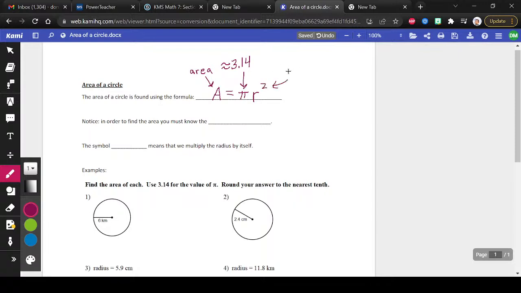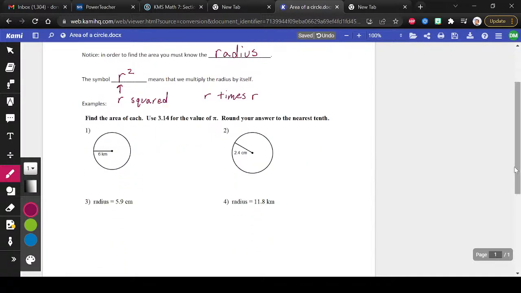And this right here means the radius times the radius. So looking at this then, notice in order to find the area, you must know the radius. If you don't know the radius, you can't use this formula. And remember, like I said before, the symbol r squared means that we multiply the radius by itself. So this right here is pronounced r squared, and it means r times r.